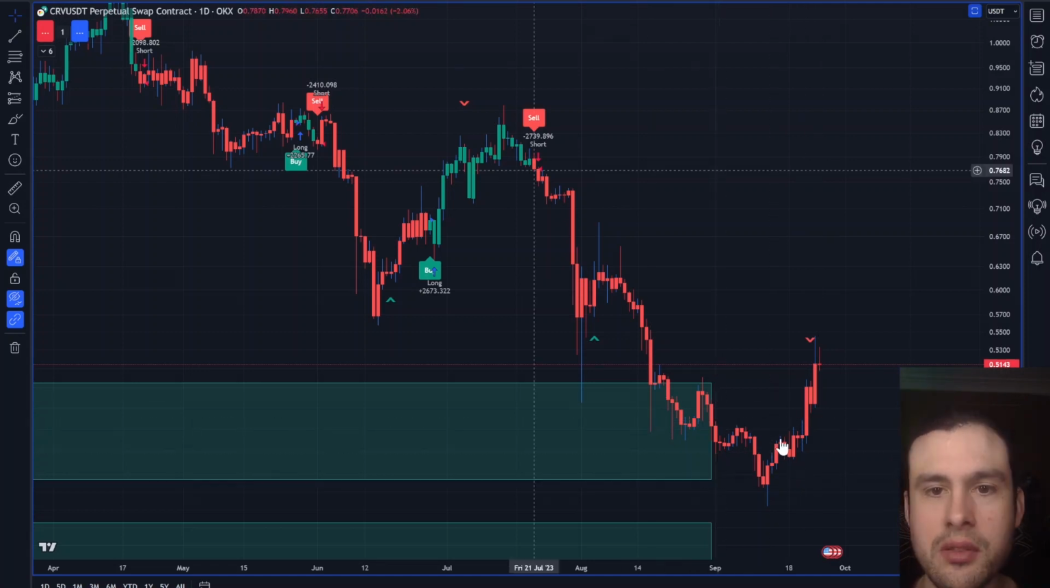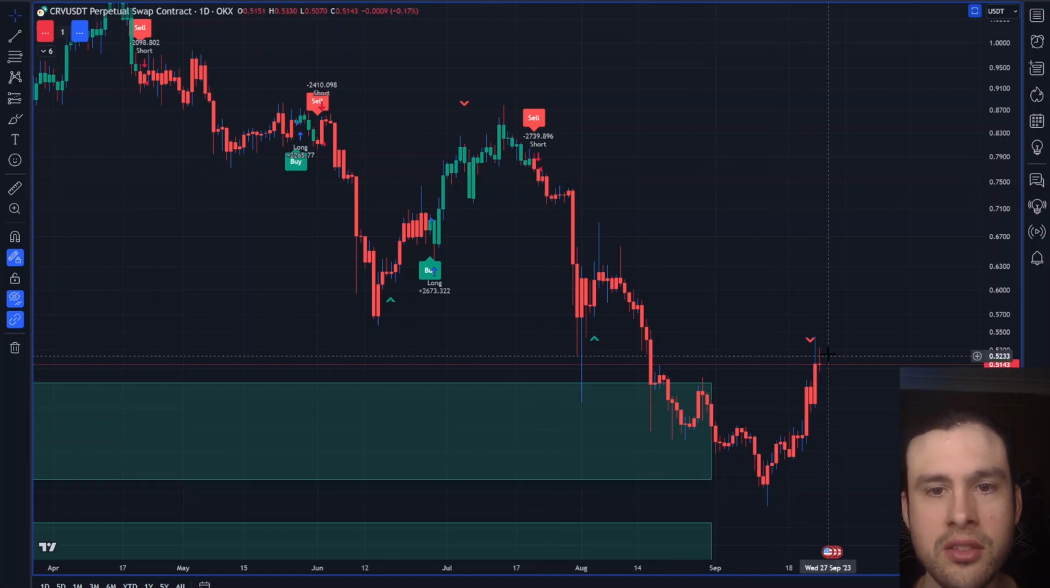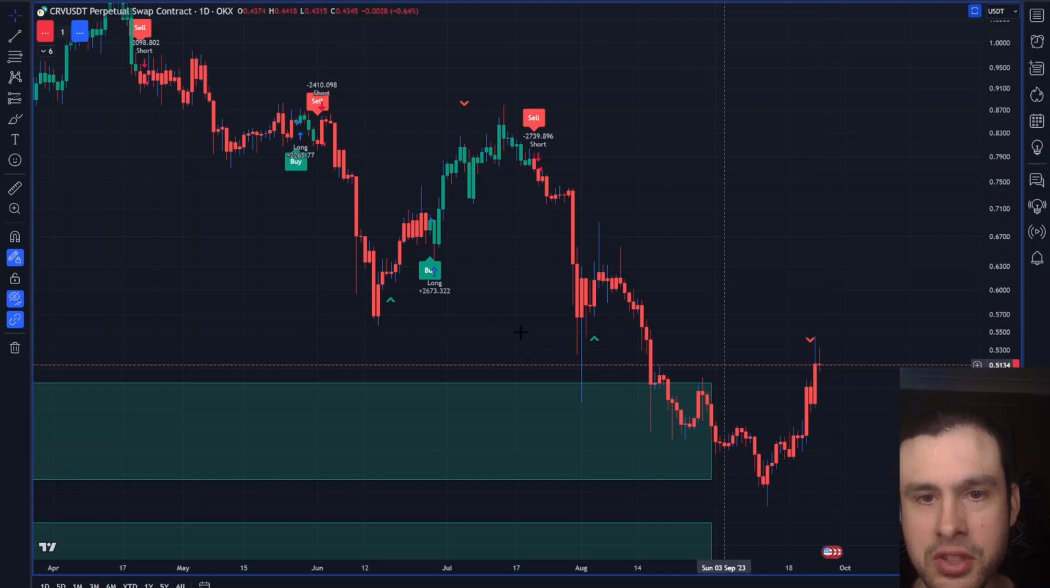Still in the short on this. The profit has obviously taken a big hit if you just hold this signal to signal, because this is a very, very big push to the upside. We've come and tested some of these levels here once again.